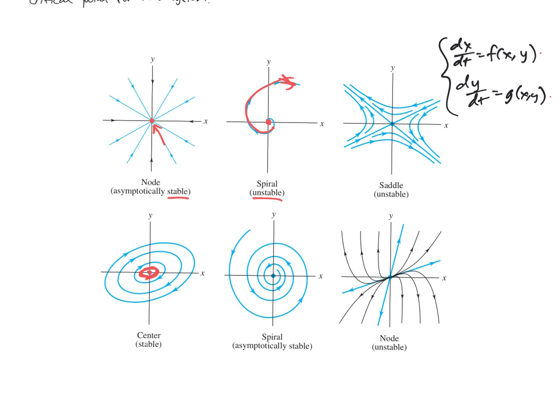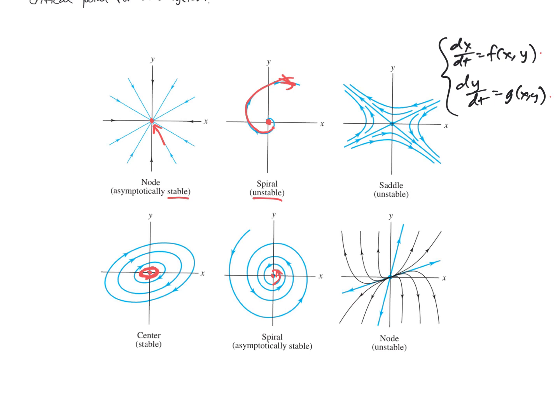You're not flying off to infinity. You're not exactly back home, but you're still very close to home. So that's stable, not asymptotically, because you're already on this stable trajectory. The spiral here is asymptotically stable because this is the opposite of the unstable spiral. If you start off a little bit, you're going to get sucked back in because the direction is going the other way. So it's going towards your home.